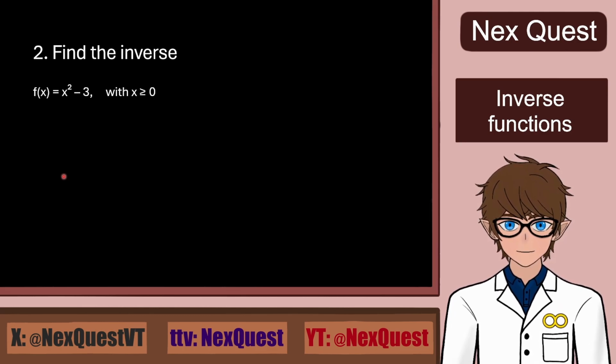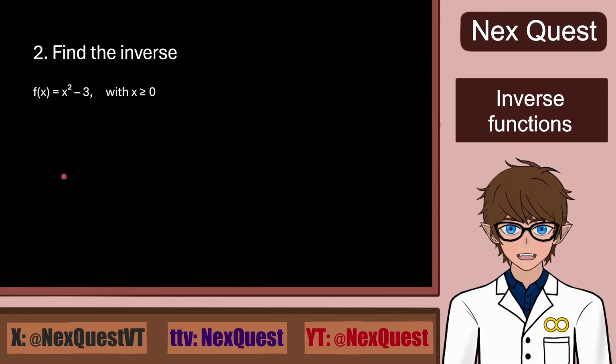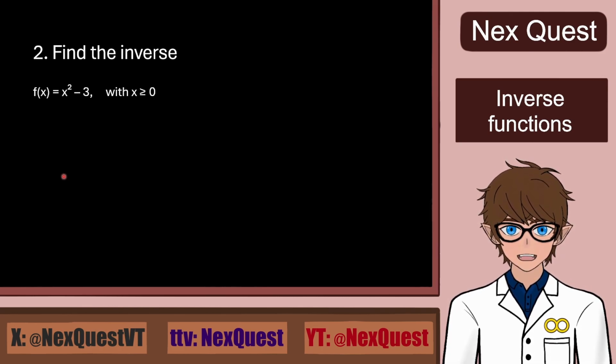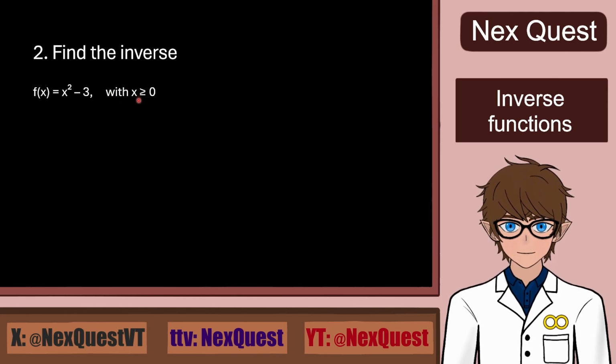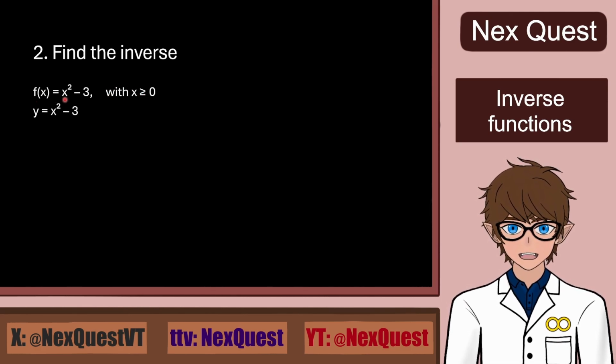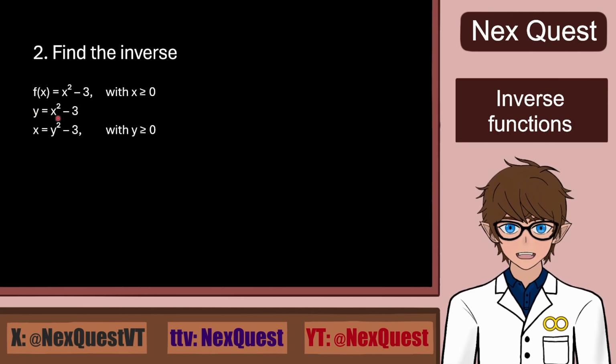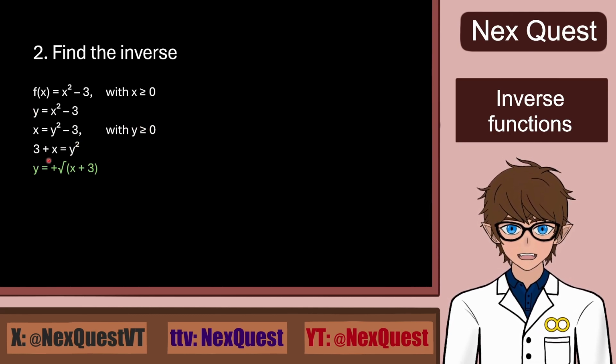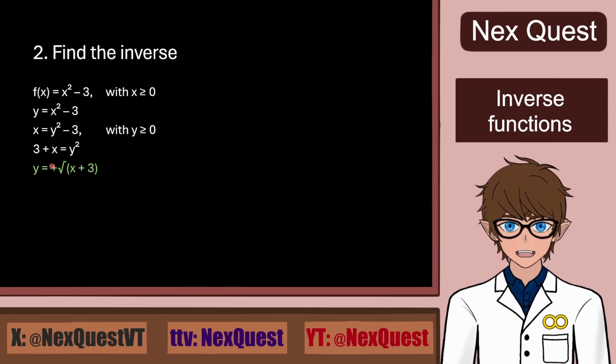Anyway, let's get right ahead with our second task. We had to find an inverse of... Am I blind or can I not read? Oh yes, f of x where the function is x squared minus 3 with condition of x is greater than or equal to 0. So we write it out as a graph. We switch the variables, including the condition. We isolate the y, we take the root of it, again, plus the minus.